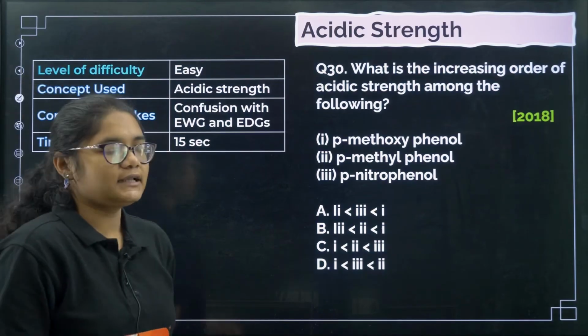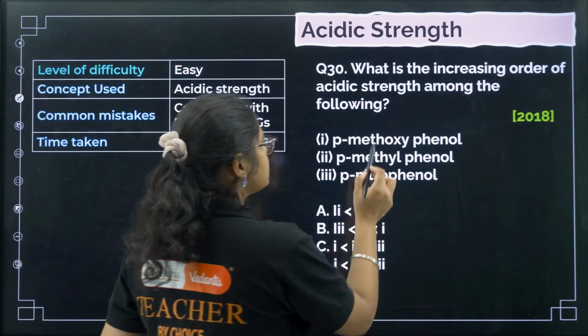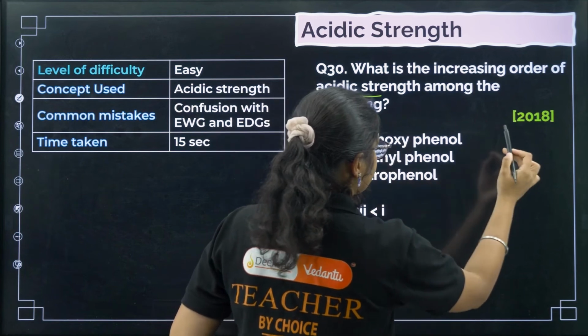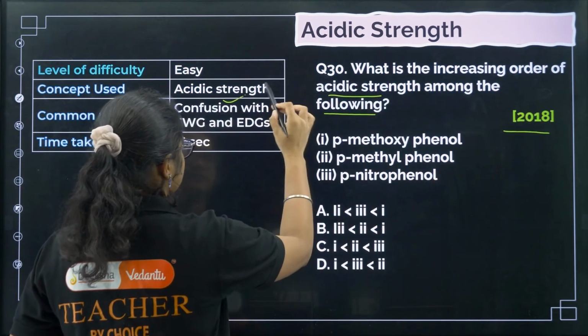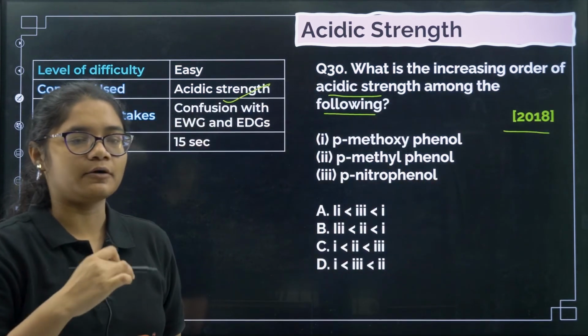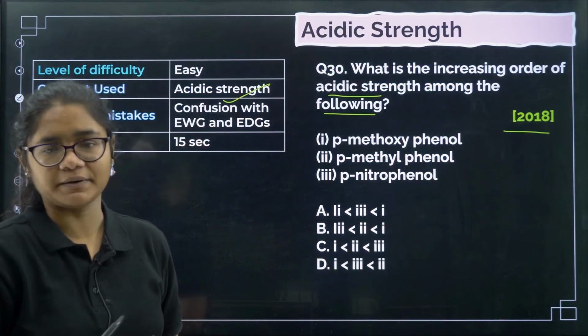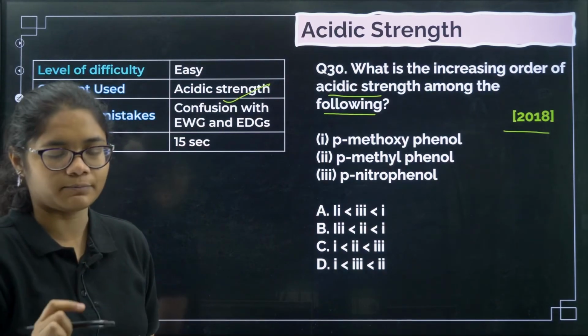Next, question number 30 is on acidic strength: which is the increasing order of acidic strength of the following. The question was asked in 2018. Acidic strength is the most common concept that is repeated over and over. Again, you should remember 3 points.